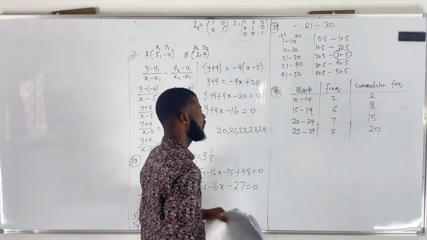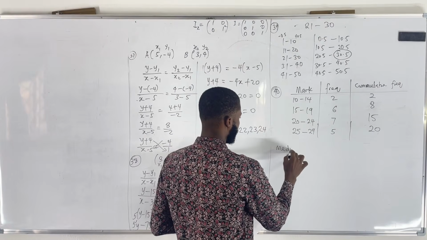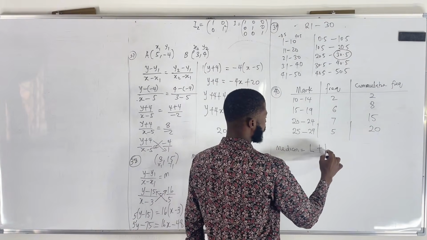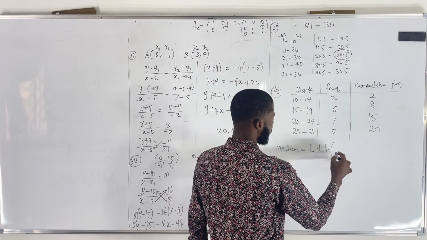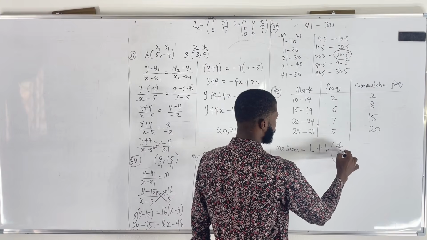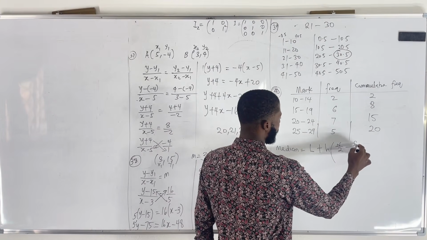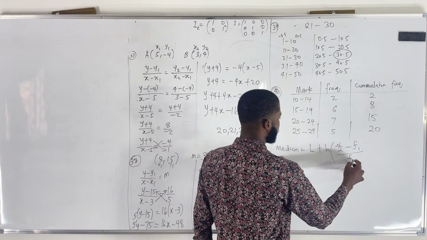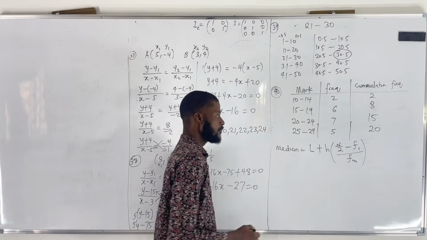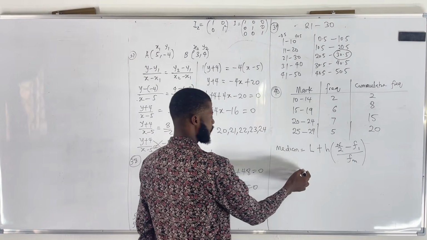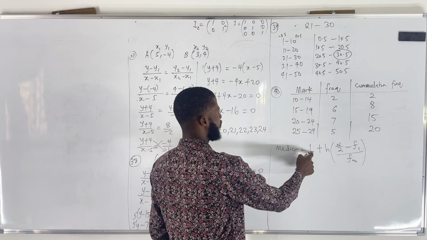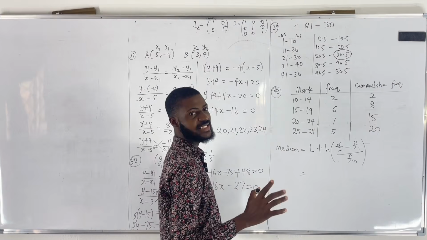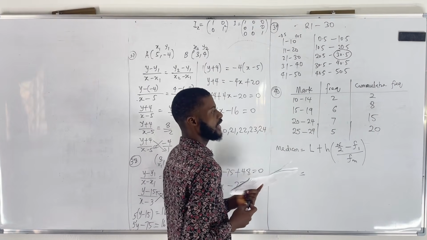Now, the formula for median is this. The lower class boundary plus the class width times n over 2 minus the cumulative frequency before the median class, divided by the frequency of the median class. I think I like writing it like that. So first, what is the lower class boundary? We need to first of all get the median class.